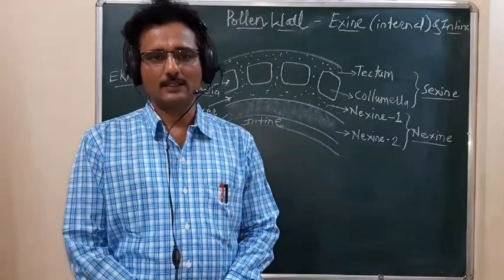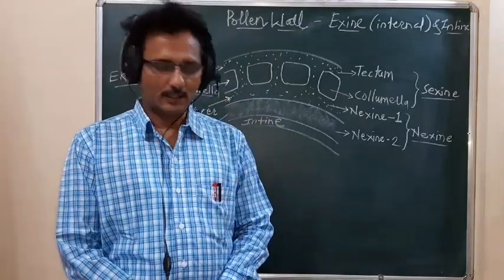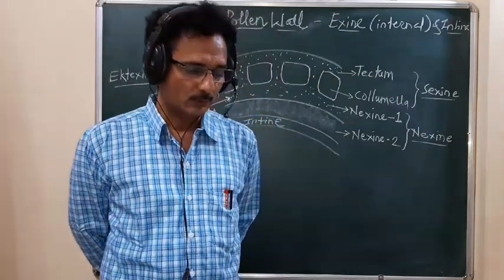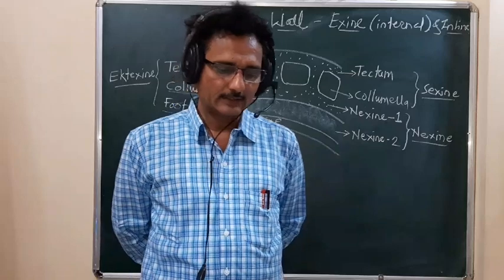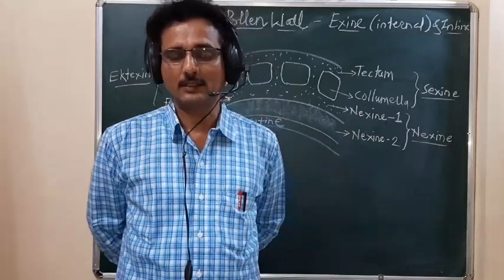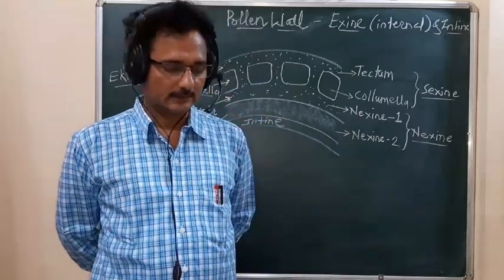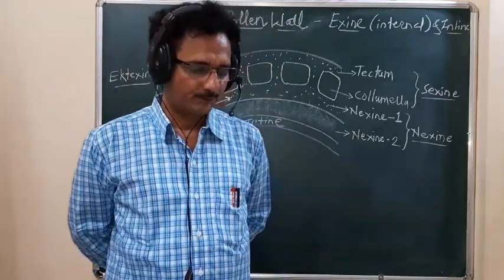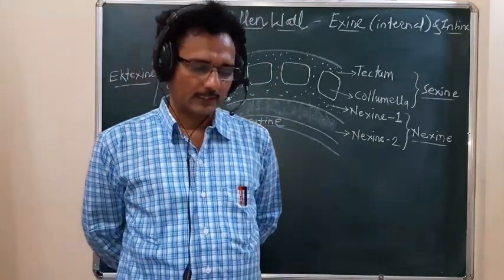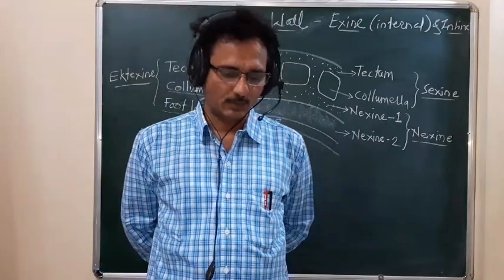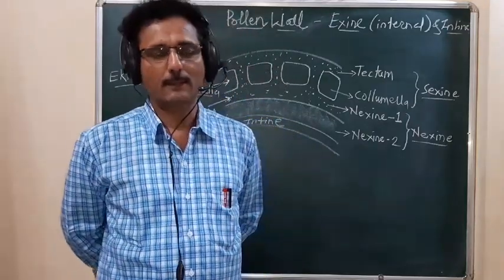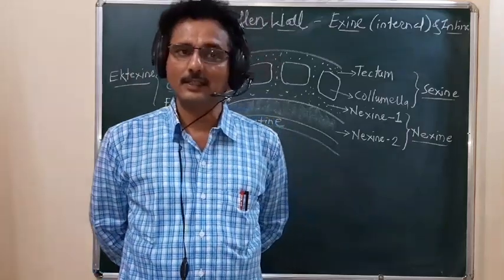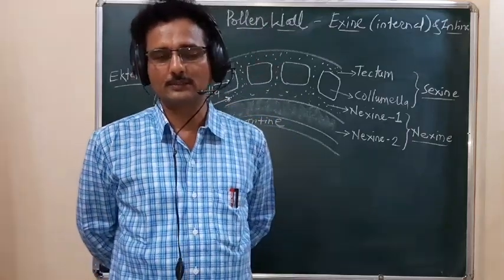And see the last question from this lecture, question number 54. The microspore mother cell in an anther is what? First option diploid, second option triploid, third option haploid, and fourth option polyploid. So what is the correct answer, students? The microspore mother cell is always diploid. So the first option is your answer.